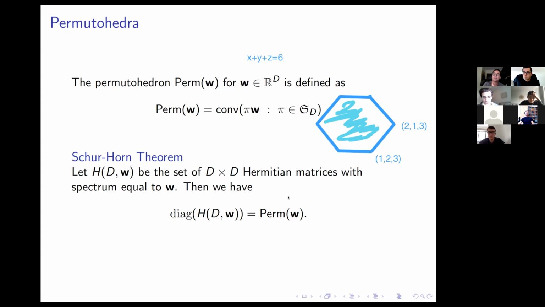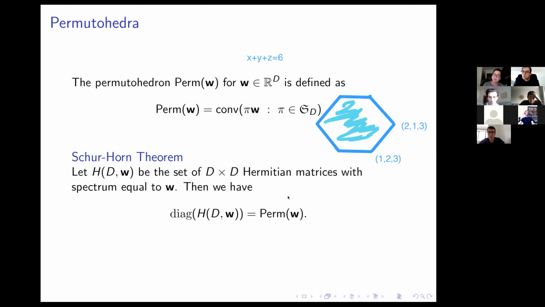If the matrices are Hermitian, the spectrum has to be real. So let's say that we fix the spectrum to be W. Now the spectrum is not really a vector, so we simply order it in any way, let's say decreasing. The spectrum consists of D real numbers, and I can think of this as a vector if I organize the entries in any way.